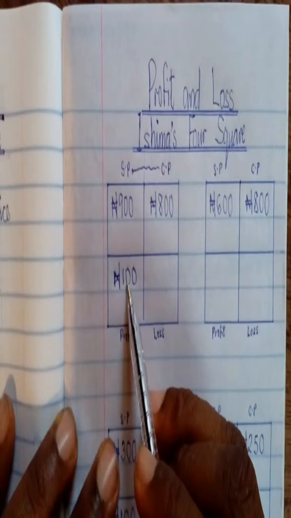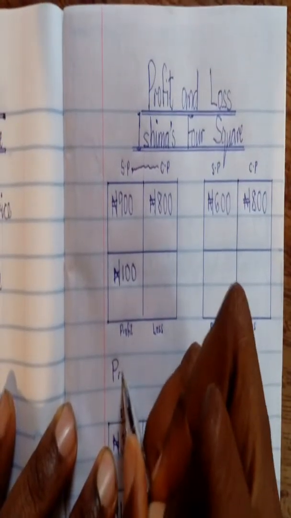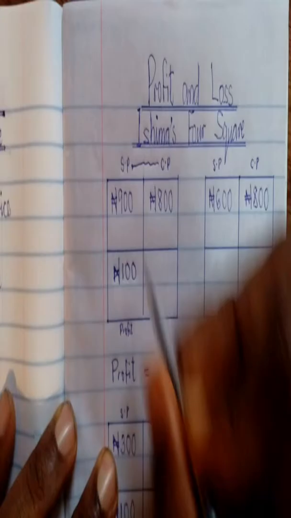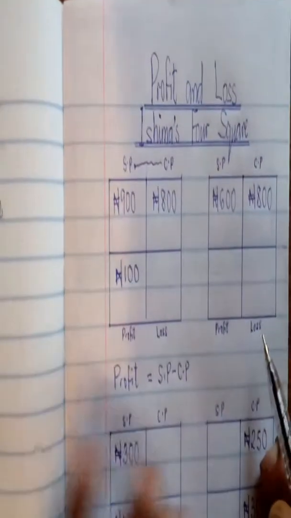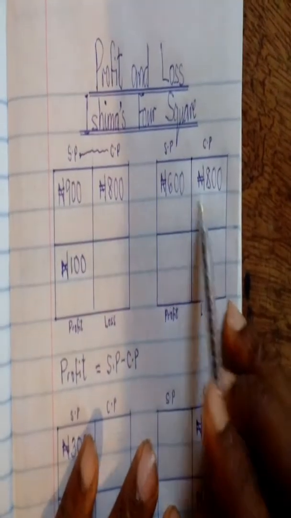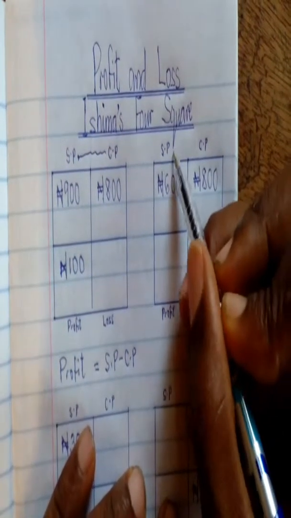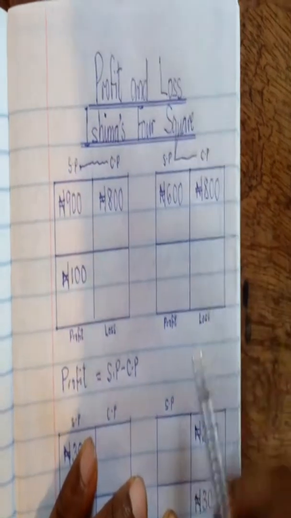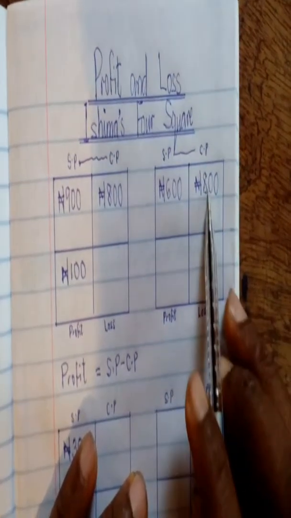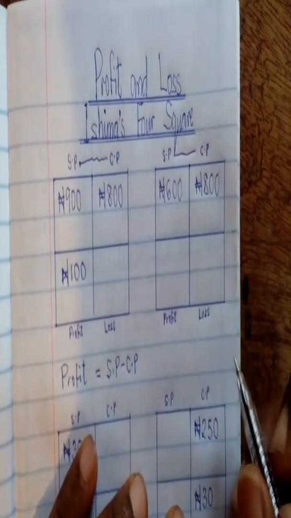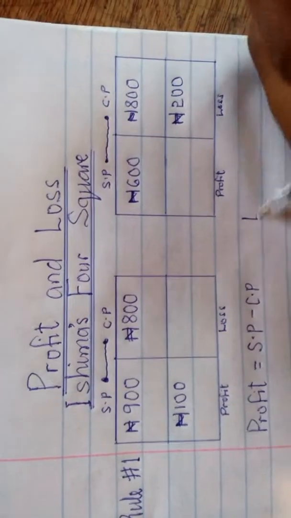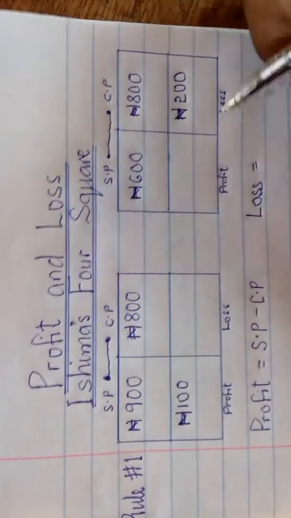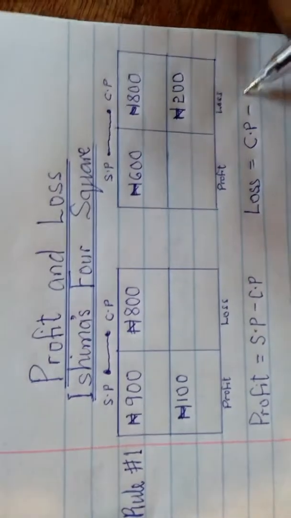So all we have just done is that profit equals selling price minus cost price. And the same thing goes for the second one. It's always selling price and cost price, finding the difference between the two of them. But this time, cost price is bigger. So 800 minus 600 will give you 200, and we'll write it under the bigger value. It means loss. Loss equals cost price minus selling price.